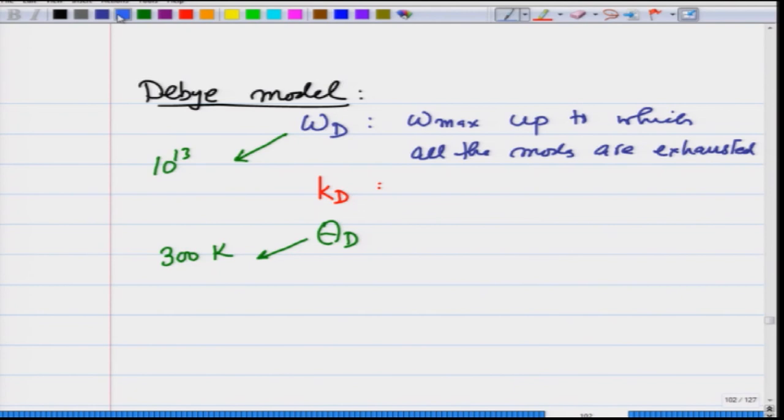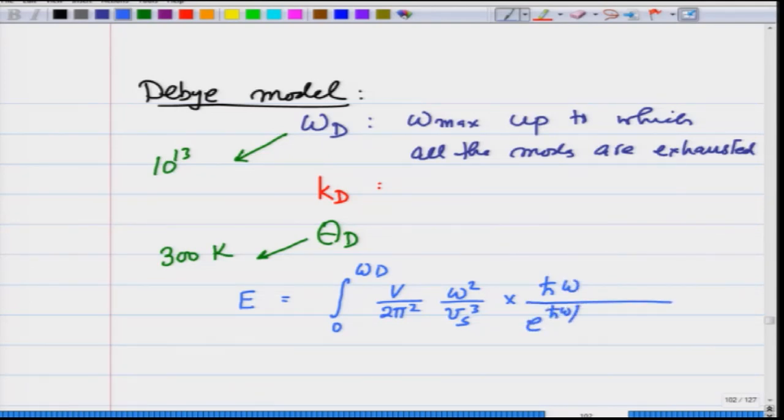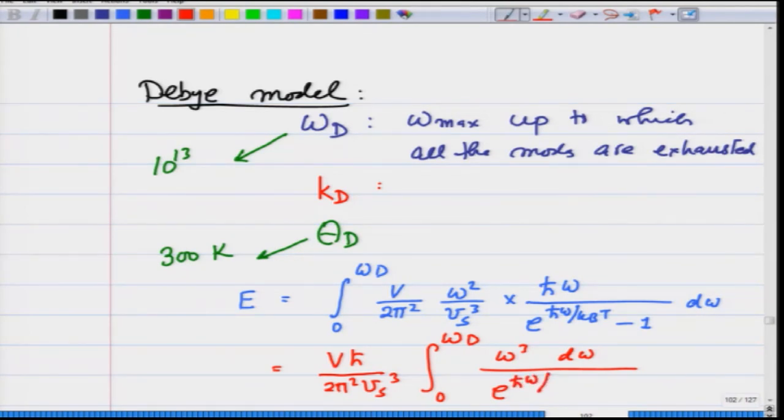Let us calculate the total energy. Therefore, the total energy of the system is going to be the integral 0 to omega d of V over 2 pi square omega square over v s cube, that is the density of states, times h cross omega over e raised to h cross omega over k b T minus 1, d omega. So, which I can collect different terms and write as V h cross over 2 pi square v s cubed, integral 0 to omega d, omega cubed d omega over e raised to h cross omega over k b T minus 1. That is the expression.